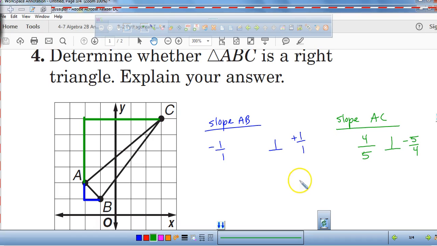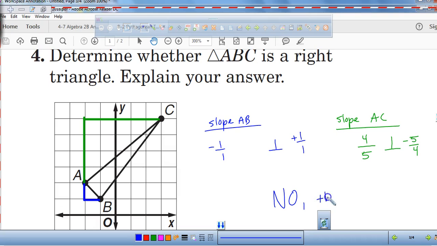Bummer, they're really close, because 4 over 5 is very close to a 1 over a 1. Okay? That's basically 100%, that's 80%. Very close. So, being that these are not negative reciprocals, the answer is no.